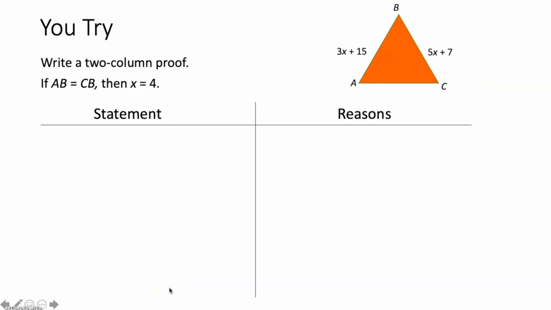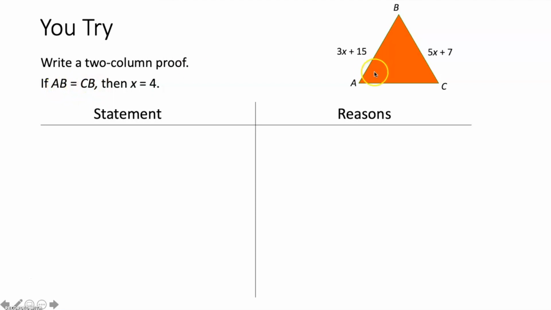We are again writing a two-column proof. This time it says if the measure of AB is equal to the measure of CB, then x is equal to 4. So it's kind of nice. They didn't put a congruent sign, they put an equal sign, so we can skip that step. So the first step, this time it's a geometric proof because we have a little figure over here. So anytime you have a figure like this, you need to mark up what you're given. So it says if the measure of AB is equal to the measure of CB. So we are given that the measure of AB is equal to the measure of CB.